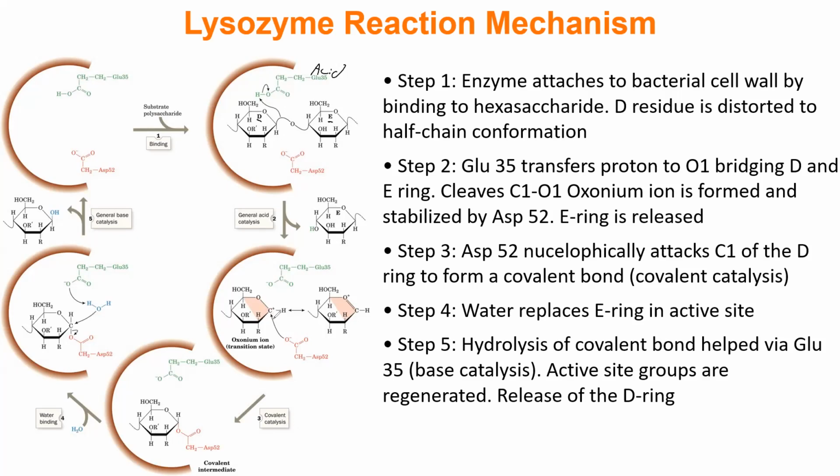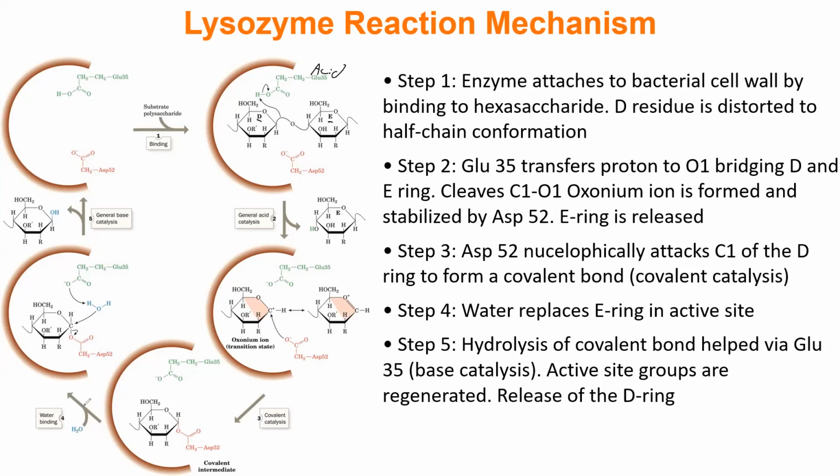And the way that this is stabilized is Asp 52. We have a negative oxygen right next to this positive carbon, and we're actually going to make a covalent bond. This is called covalent catalysis. When you make a covalent bond between substrate and the enzyme, that is covalent catalysis. So we have our intermediate state here, where we have sugar D bound to our enzyme, which isn't great, because we need to release that sugar.